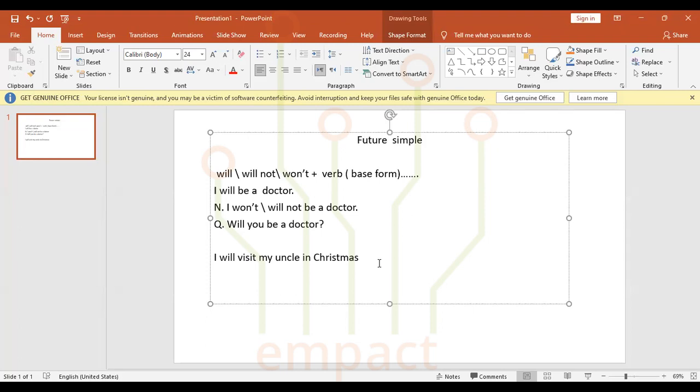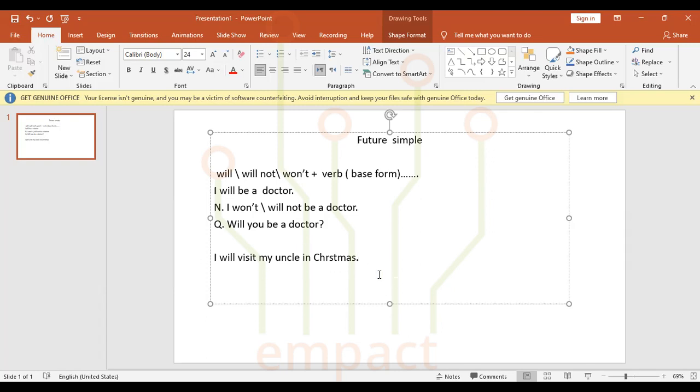All right. Anyway, so look at this example. I will visit my uncle in Christmas. So at least how many months is left? It's about 2 months left for Christmas, isn't it? Now we are in October, so after November will be Christmas, I mean in December. Anyway, I will visit my uncle in Christmas. Maybe your uncle or my uncle is living in another country. In Germany, in UK, in America, in Erbil, in Baghdad, anywhere. I will visit my uncle in Christmas.